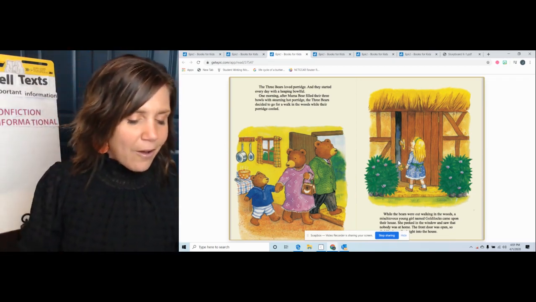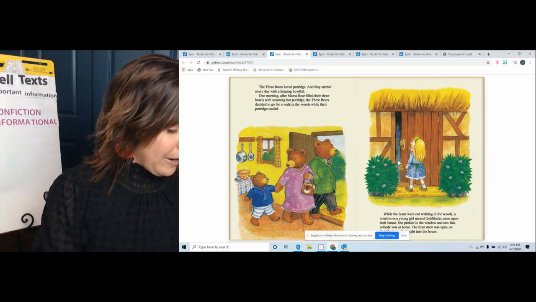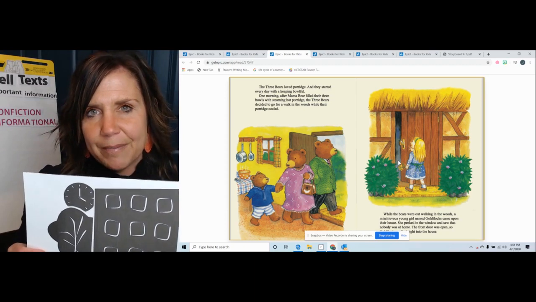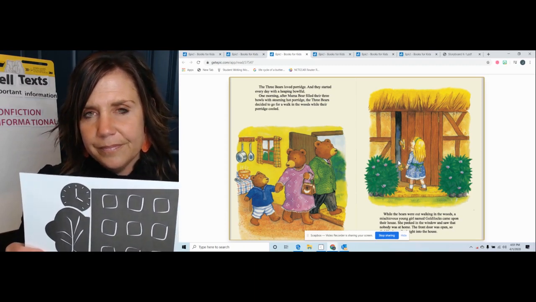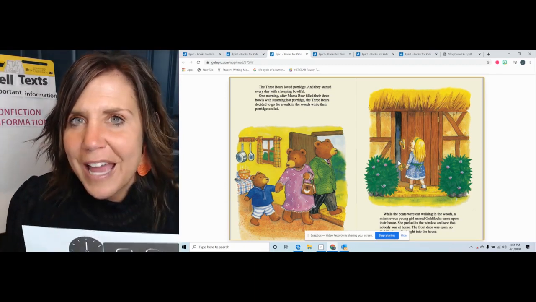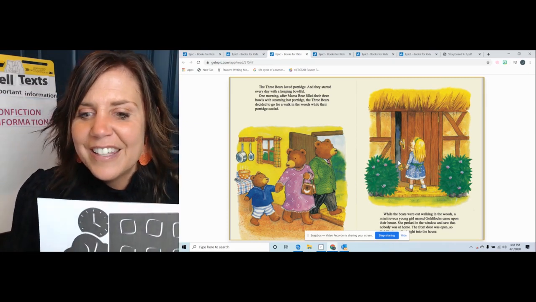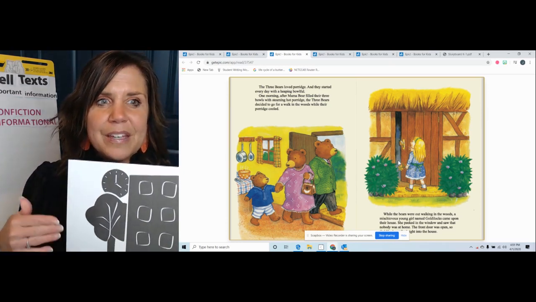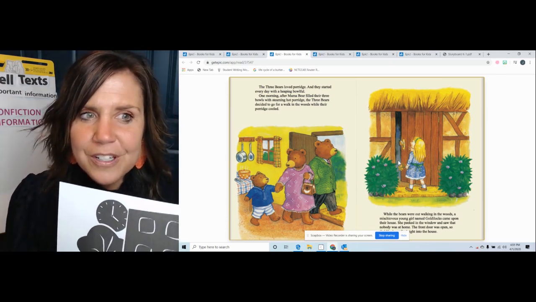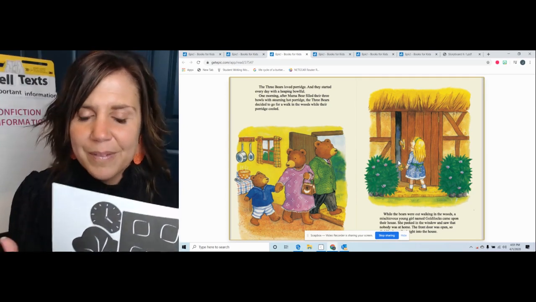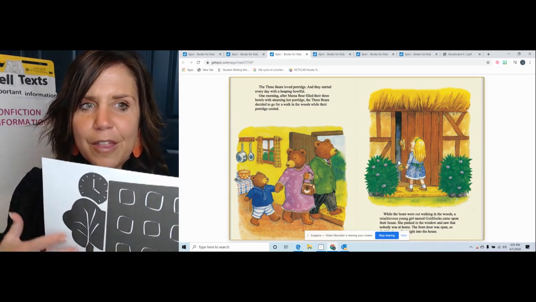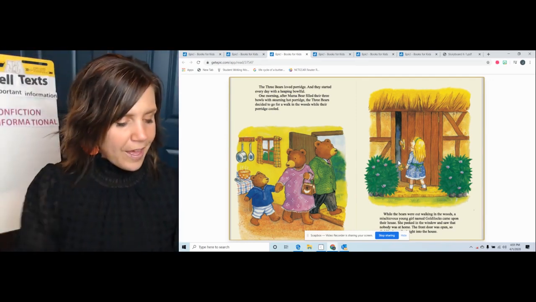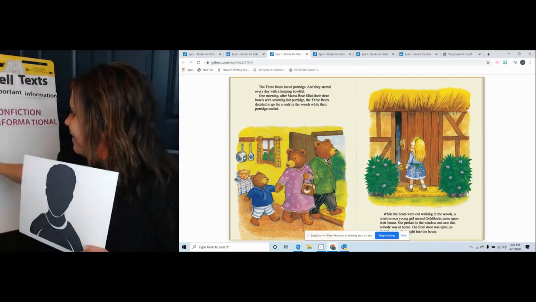So if we think about the Goldilocks and the Three Bears, what do you think the setting is? Think about it for a second. Did you say the Three Bears' house? And it was around breakfast, wasn't it? Because they were going to eat their breakfast, their porridge. Yeah. So it's daytime. It happens at the Three Bears' cottage, right? Very good.